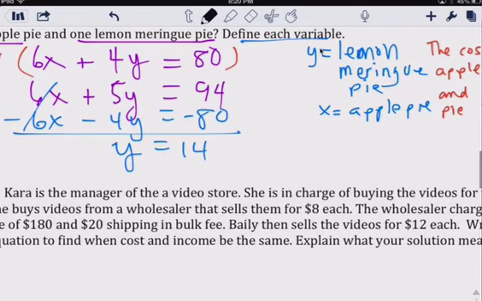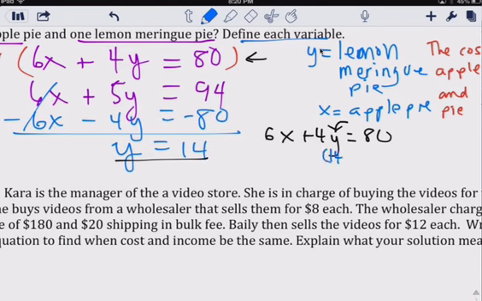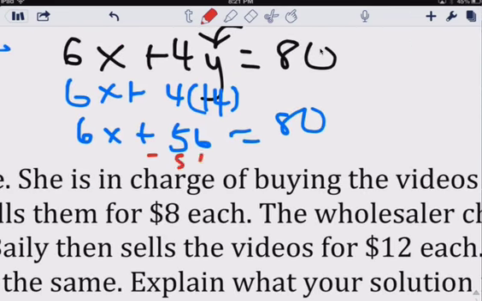Okay. So we have 14 for y, so I'm going to use this one: 6x plus 4y equals 80. And y is lemon meringue pie, so we put 14 there, times 4. 6x plus 56, right? Yes. Equals 80. So subtract 56.